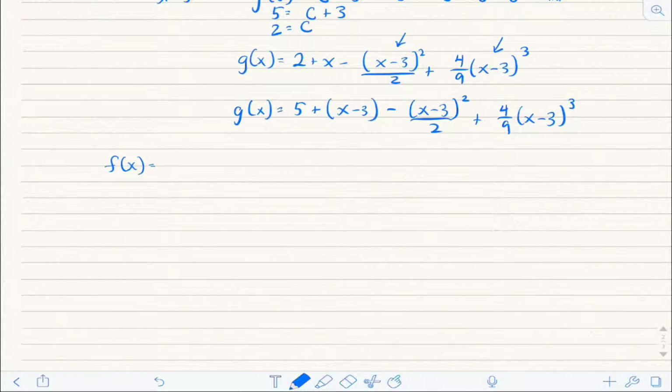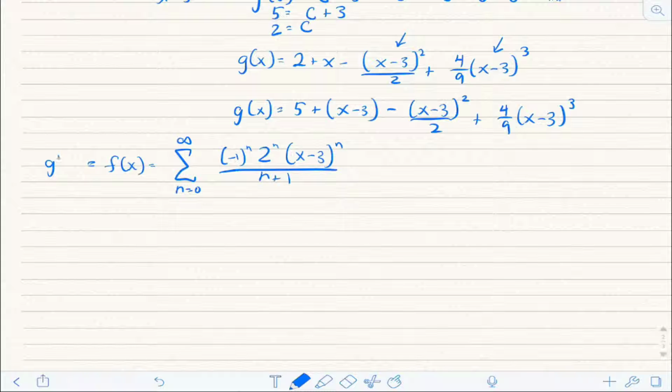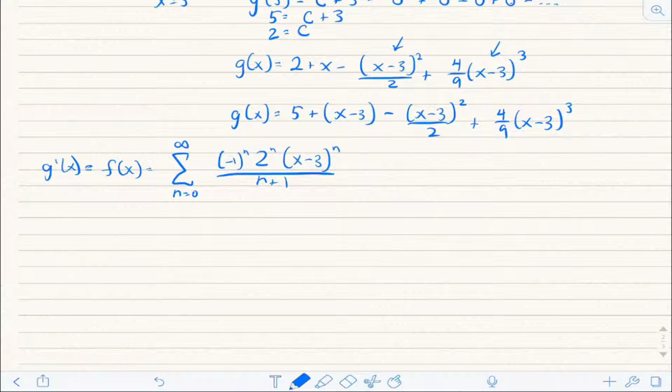And so f of x is going to be equal to the summation, n equal to 0 going to infinity, of -1 to the n power, 2 to the n, and then x minus 3 to the n power over n plus 1. Now, if this is equal to g prime of x, and I'm trying to figure out what g of x is, I can take the integral of this.